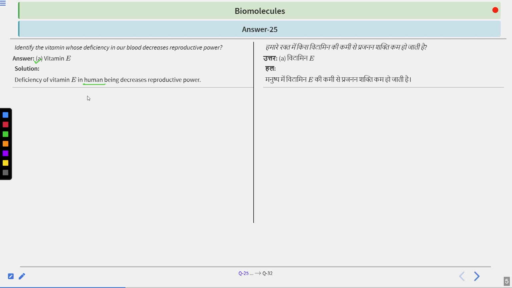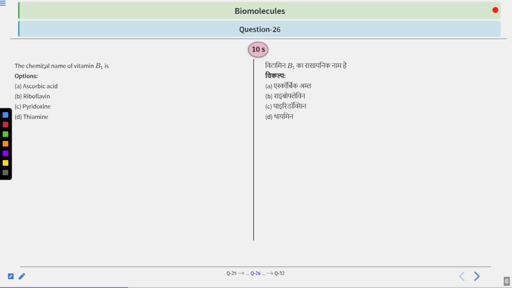Okay, moving on to our next question. The chemical name of vitamin B1 is. So we have to tell what the chemical name of vitamin B1 is. Vitamin B1 is a vitamin of the B group. You have to tell the chemical name or the other name of vitamin B1. Options are ascorbic acid, riboflavin, pyridoxine, or thiamine. You have some time to think about this question. After that, we will see the answer.